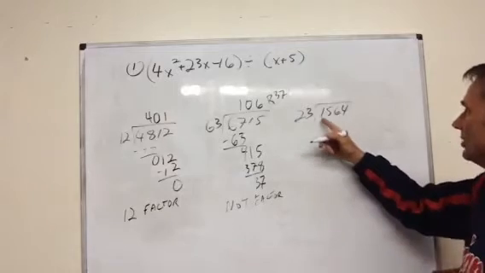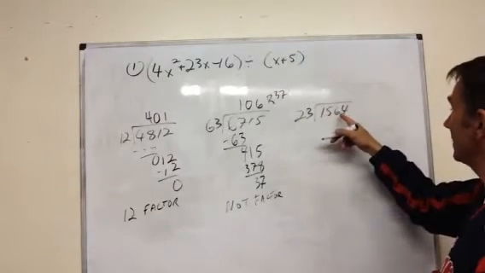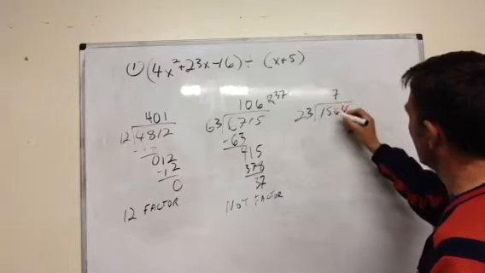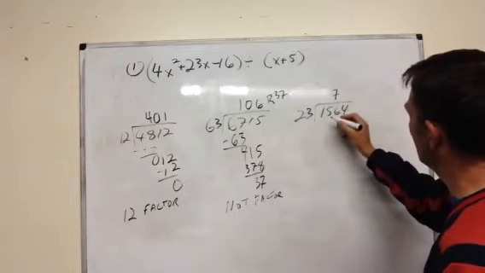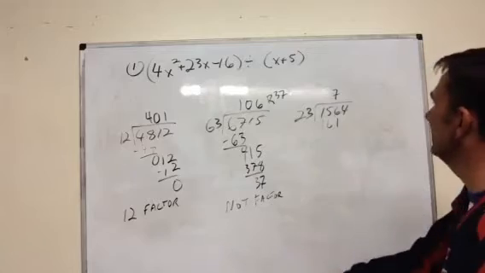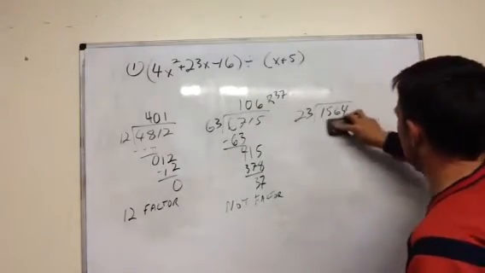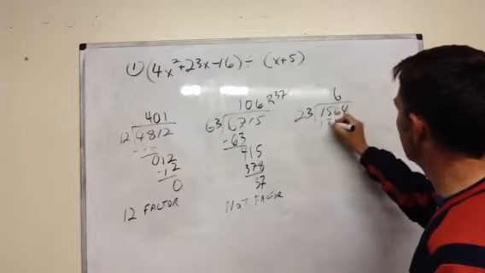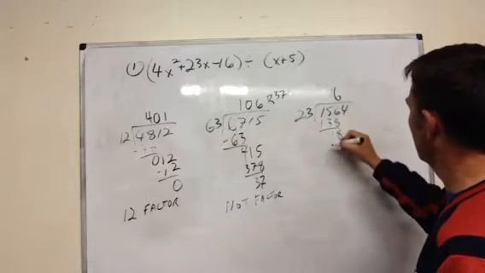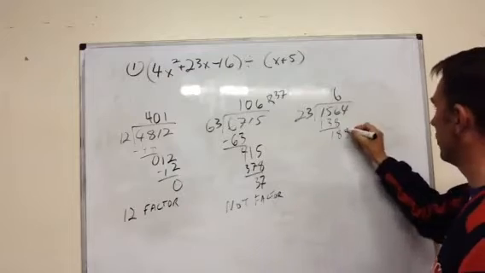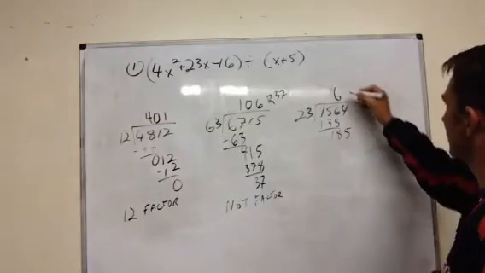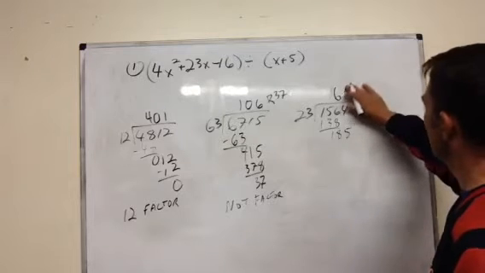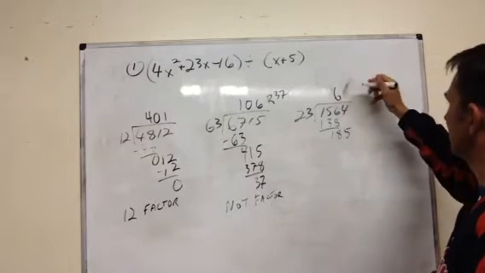The last one. 23 does not go into 1, or 15, but it does go into 156. I'm going to guess 7 times. 7 times 3 is 21, carry 2, 7 times 2 is 14 plus 2 is 16. That didn't work, way too big. So it's only 6 times. 6 times 3 is 18, carry 1, 6 times 2 is 12 plus 1 is 13. 156 minus 138 leaves 18. Bring down the 4. We'll try 5. It's going to be more than 5. 6, 7 maybe?